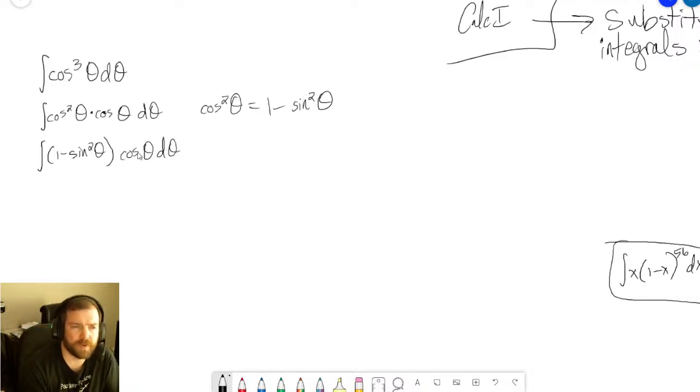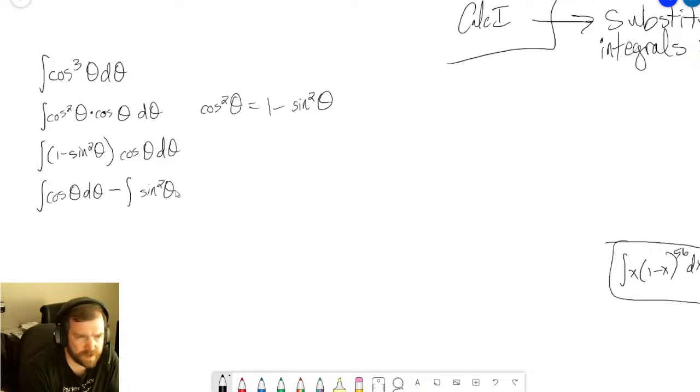And then multiplied through by the cosine of theta d theta. You get the integral of the cosine of theta d theta minus integral of sine squared theta cosine theta d theta.